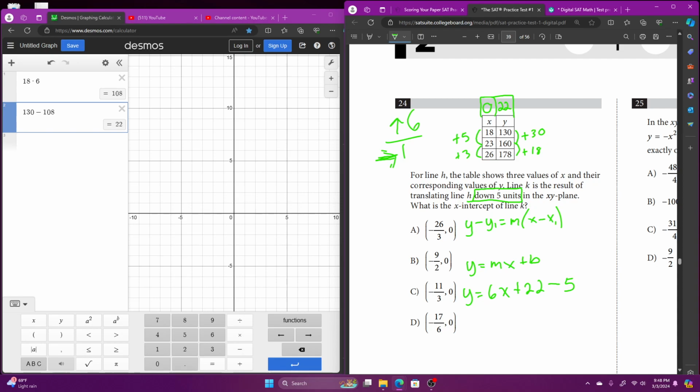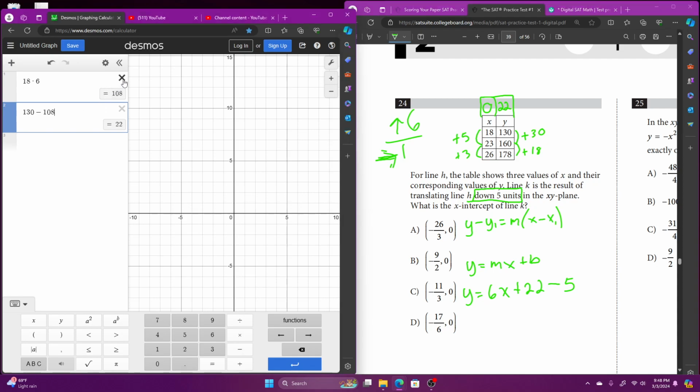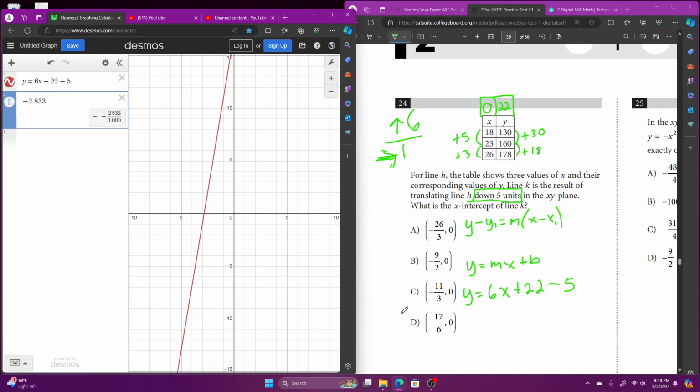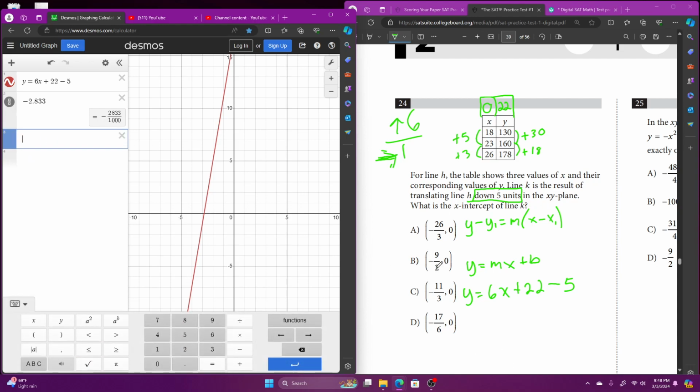And it says, what is the x-intercept of this line? So now we can graph it. Y equals 6x plus 22 minus 5. And your x-intercept is out here at negative 2.833. Negative 2.833. It doesn't give us the fraction, but we can check these and find out which one is equal to about negative 2.833.